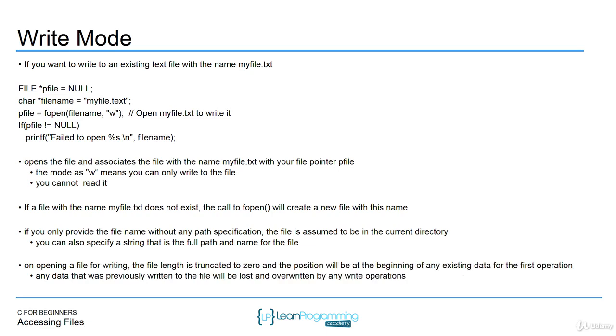So on opening a file for writing, the file length is truncated to 0, and the position will be at the beginning of any existing data for the first operation. Any data that was previously written to the file will be lost and overwritten by any write operations. Okay? So again, without providing the plus on it, it just means you can't read and write. This is write only. W is write only. W plus means you can read and write.